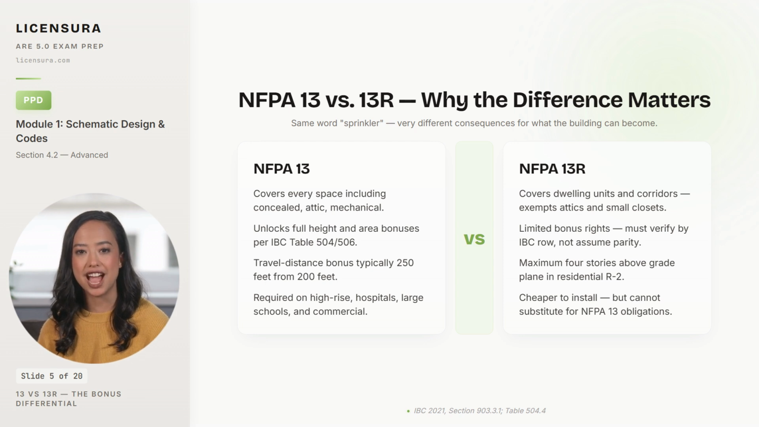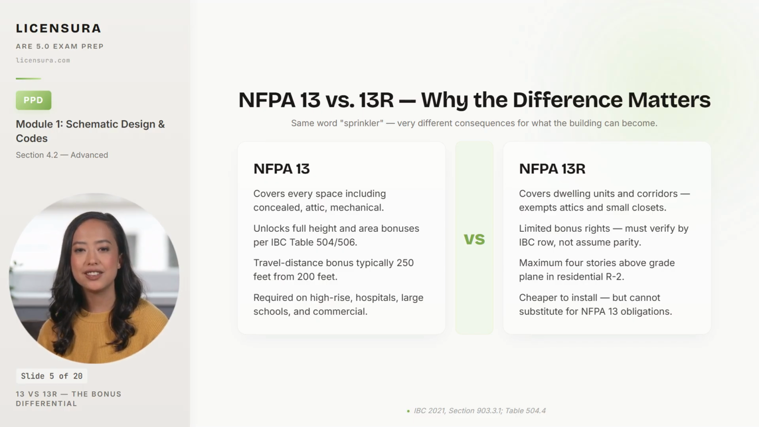The 4-story cap on NFPA 13R is the most common trap. An architect designs a 5-story R2 apartment thinking 13R applies, only to be told at plan review that anything over 4 stories requires 13, and the project blows its budget overnight.